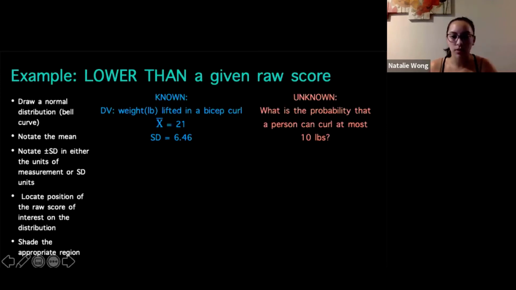We'll do one example and then we'll get to the rest of the stuff. If you want to skip in the pre-recorded video and go to this section, you'll see I actually draw everything out. This is how I would phrase a question in your exams or quizzes. What's the probability that a person can curl at most 10 pounds? And then I give you the mean and standard deviation.